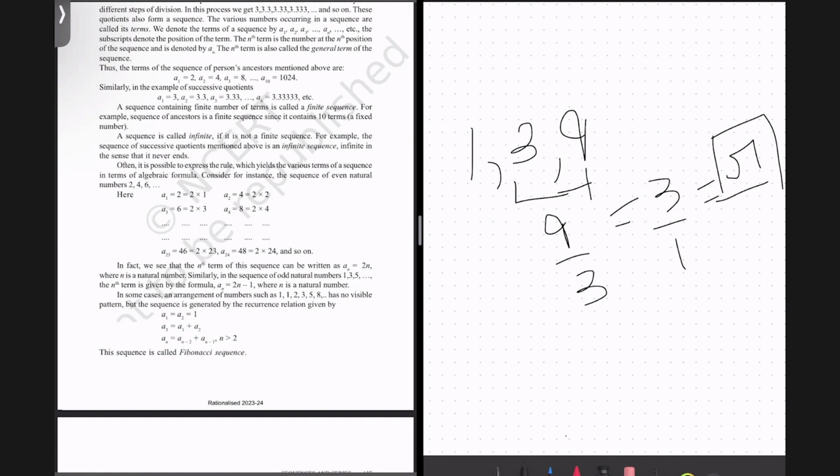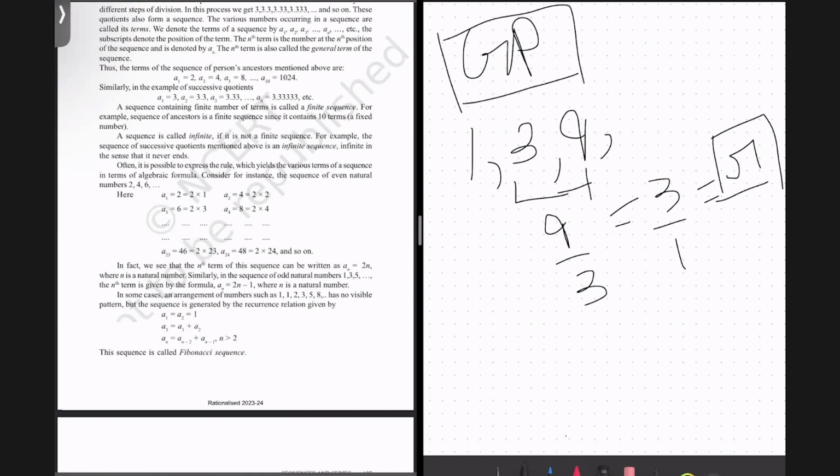You can see the ratio 9 by 3 is equal to 3 by 1, which is equal to the common ratio r, right? So terms of this form are called part of a GP. And what is GP? GP is nothing but short for geometric progression.